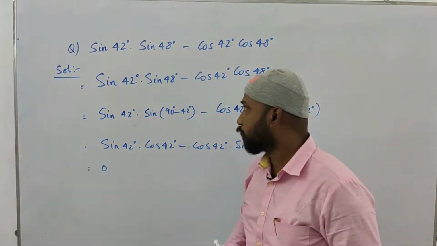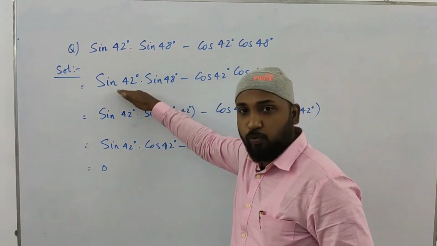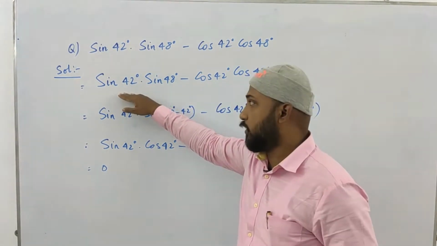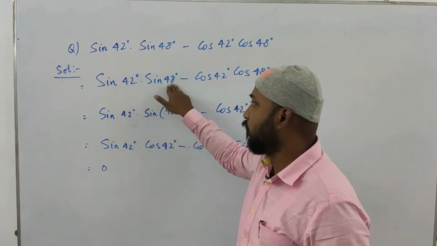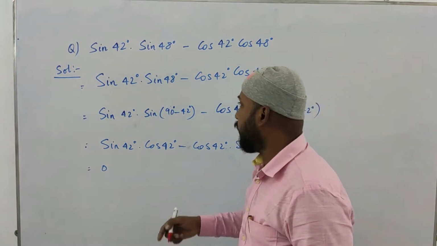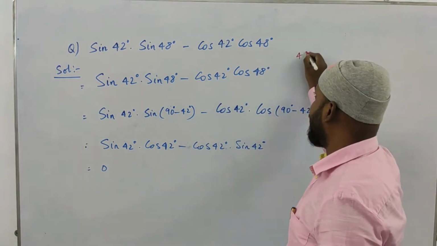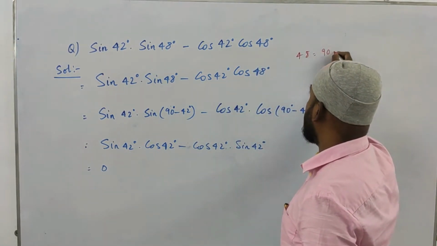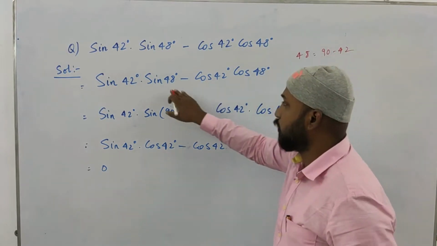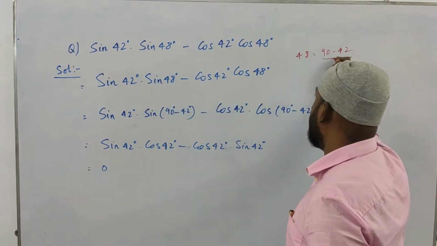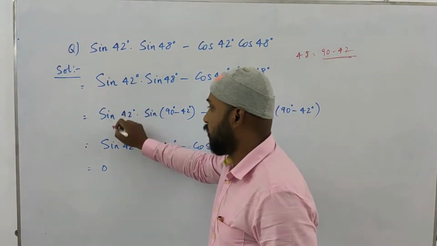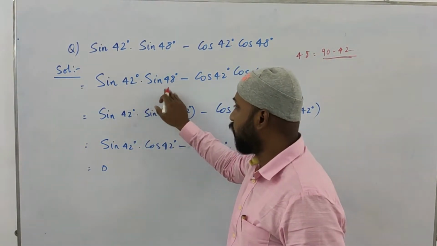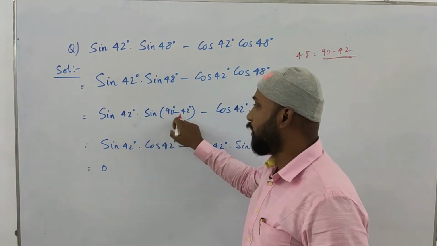Now we will change one and leave one as it is. Sine 42 I have written as it is, and this sine 48, you know that 48 can be written as 90 minus 42. So in place of this 48, I have written 90 minus 42. Sine 42 is as it is, no changes, but for this sine 48, I wrote sine of 90 minus 42.